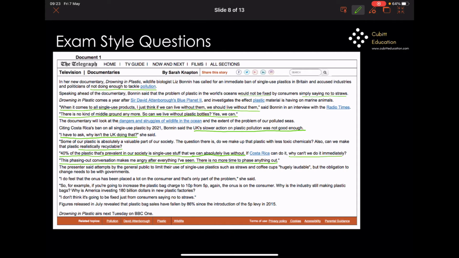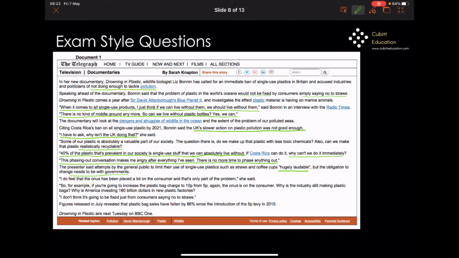The presenter said attempts by the general public to limit their use of single-use plastic, such as straws and coffee cups, are hugely laudable. But the obligation to change needs to be with the governments. Okay, so it's okay to say that we need to change as the consumers, the everyday people, but she's saying there that the obligation needs to be with the governments because they can make the real changes.